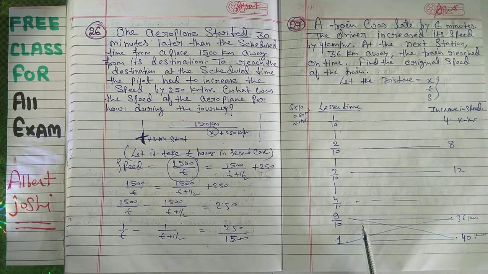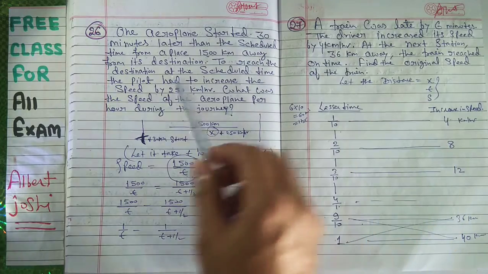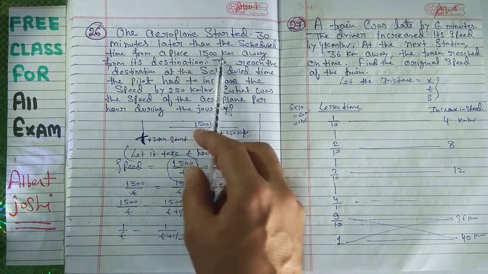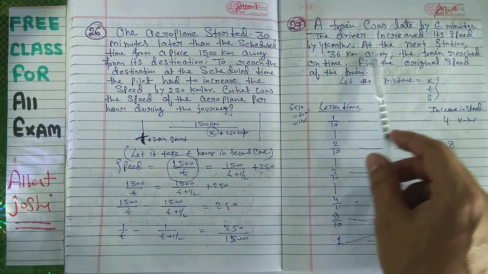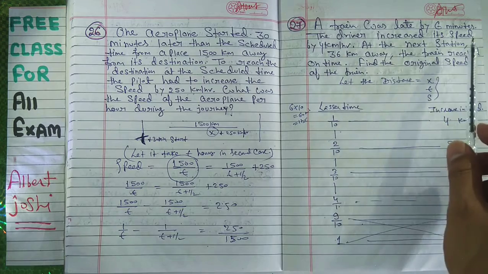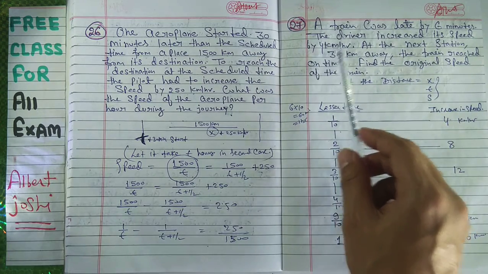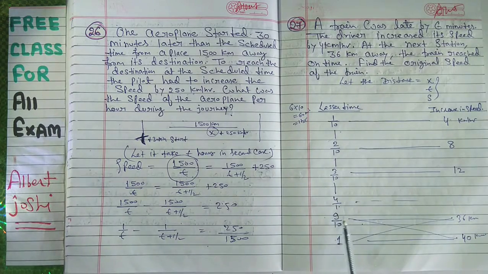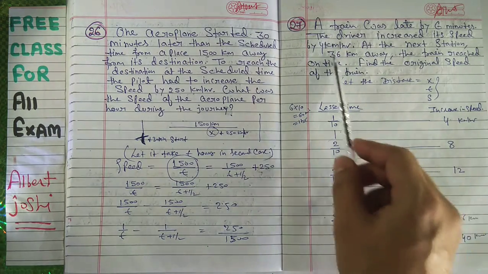Whenever you are getting the cross multiplication, that is the total distance. I have also shown here 1500 is the total distance. Here also, at the next station 36 kilometer away. So when he has increased the speed, when it is 36 kilometer away, if you cross multiply, then you are getting the 36.